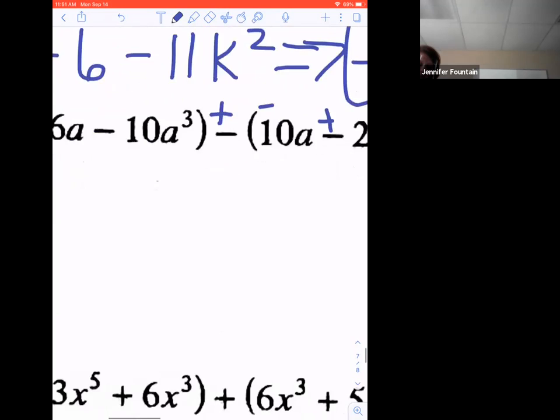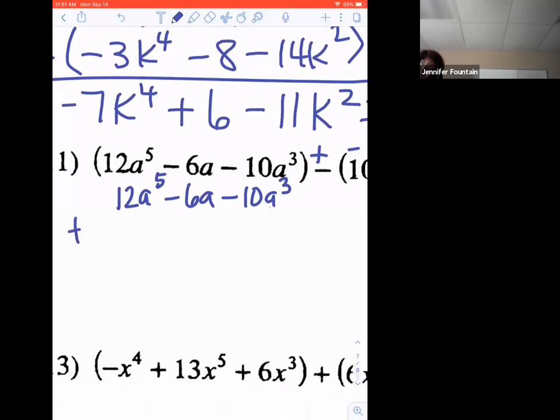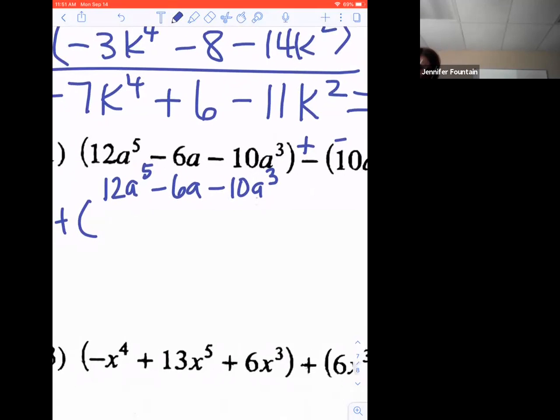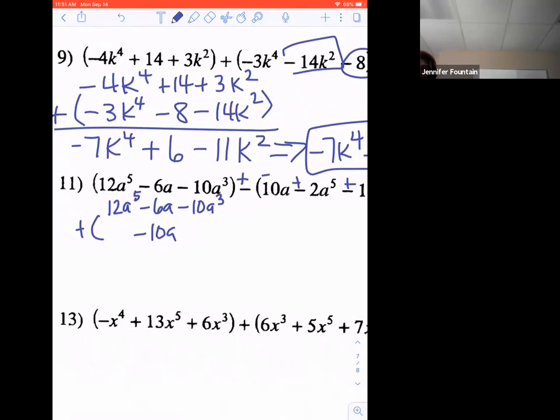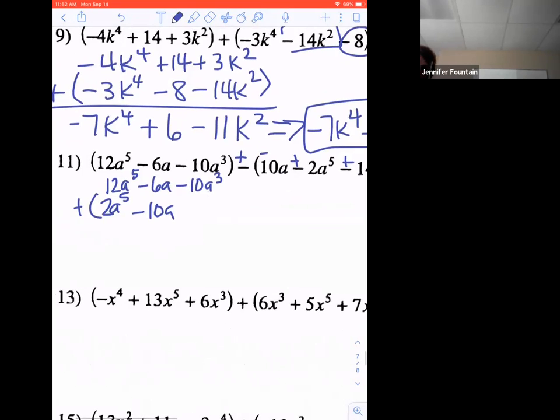So now we're going to keep the first one exactly as it is, 12a to the 5th minus 6a minus 10a cubed. And then we're going to put plus negative, where does our negative 10a need to go? Negative 10a. Where does positive 2a to the 5th go? Under 12a to the 5th, so that's going to be positive 2a to the 5th. Where does 14a to the 4th need to go?